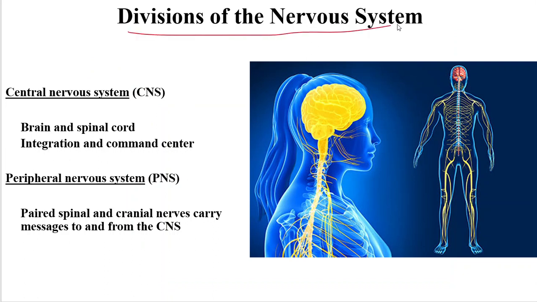Okay, as far as the divisions of the nervous system, two big divisions to start with. One is the central nervous system. The central nervous system consists of the brain and the spinal cord. This is where the integration and the decisions are made. So, brain and spinal cord.